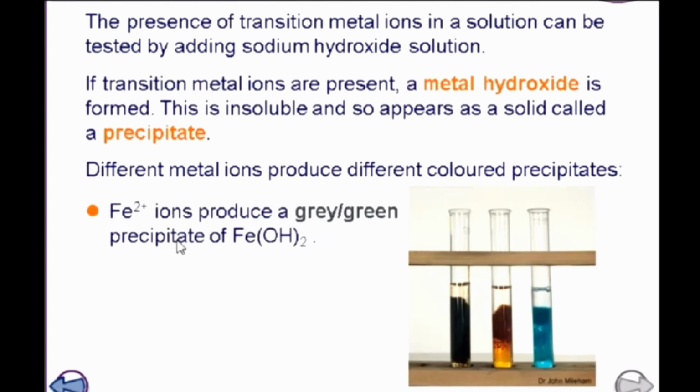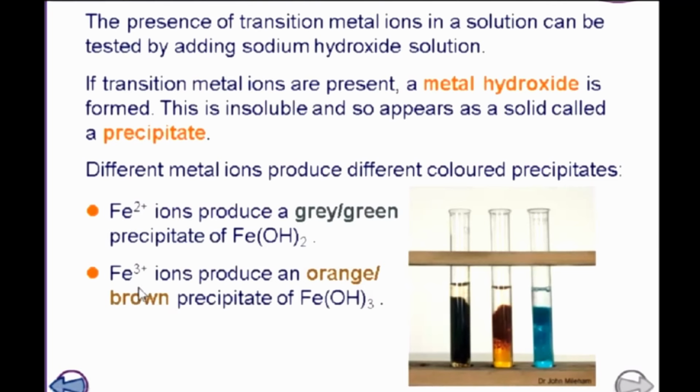Like iron(II) ions produce a grey-green precipitate, Fe(OH)2. Iron(III) ions, ferric ions, produce an orange-brown precipitate of Fe(OH)3. So here what we are learning is that transition metal ions in a solution can be tested by adding NaOH solution. Why? Because it will form an insoluble precipitate of particular colors according to the transition metal.